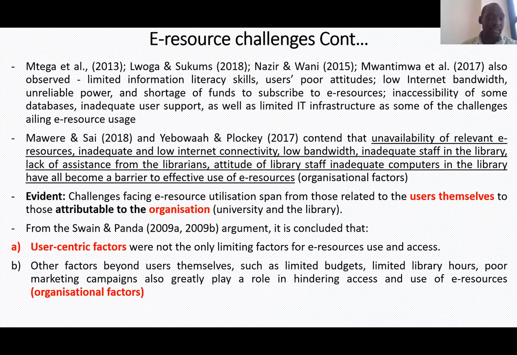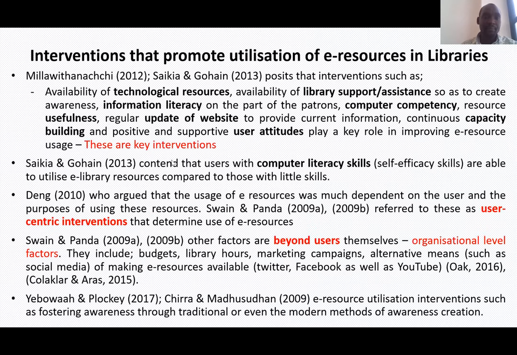So it is therefore evident from the review of this literature that challenges facing e-resource utilization span from those that are related to the users themselves to those that are attributable to the organization, and the organization in this sense is the university itself or the university and the library itself. So we have the user-centric factors, and then we have the organizational factors, like I have said.